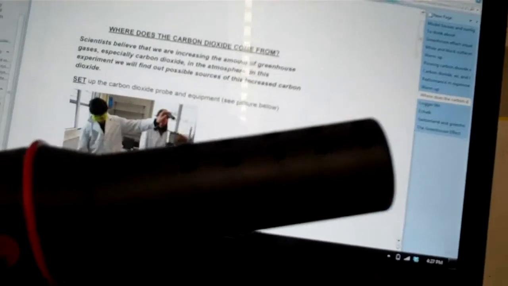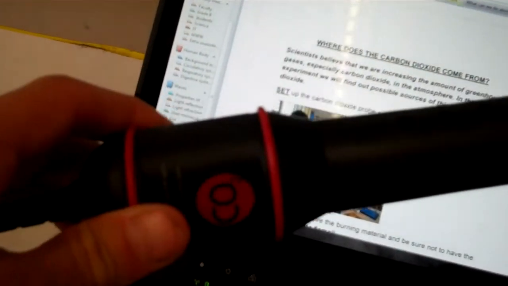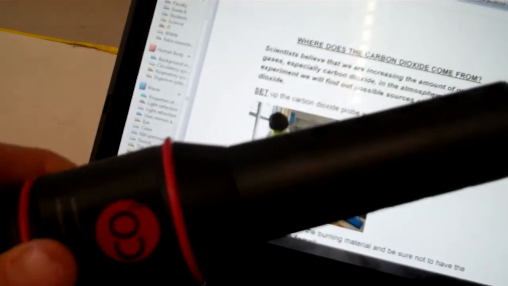For this experiment, we have a probe. This is our carbon dioxide probe. We measured the amount of carbon dioxide in air in the room. We measured the amount of carbon dioxide in our breath. We then burnt, using this setup here, a number of substances. So we did first of all air and human breath, and then we burnt a candle here.